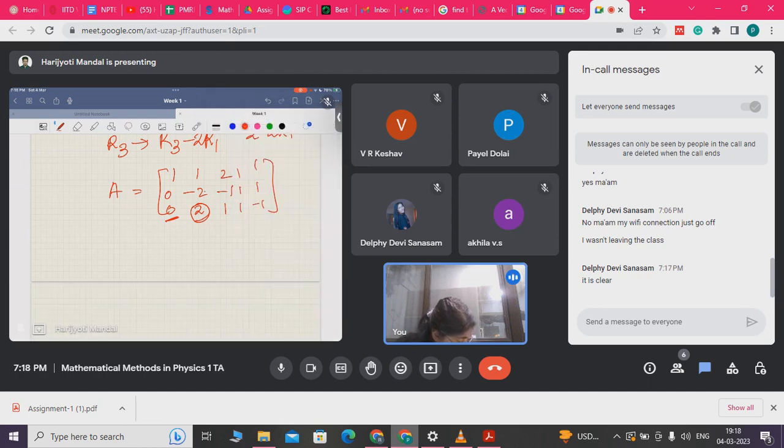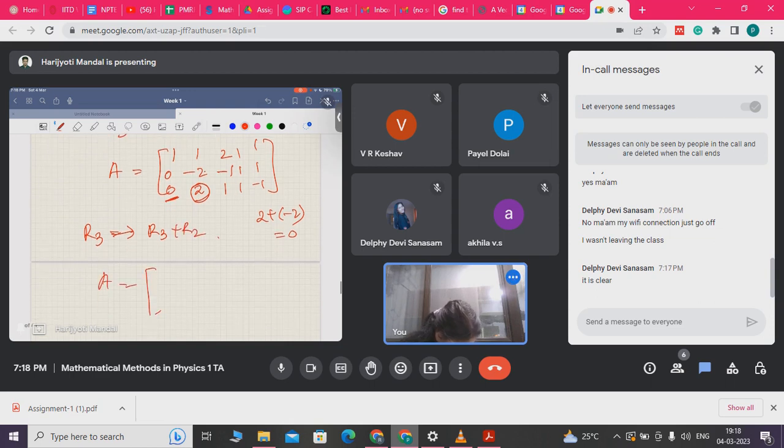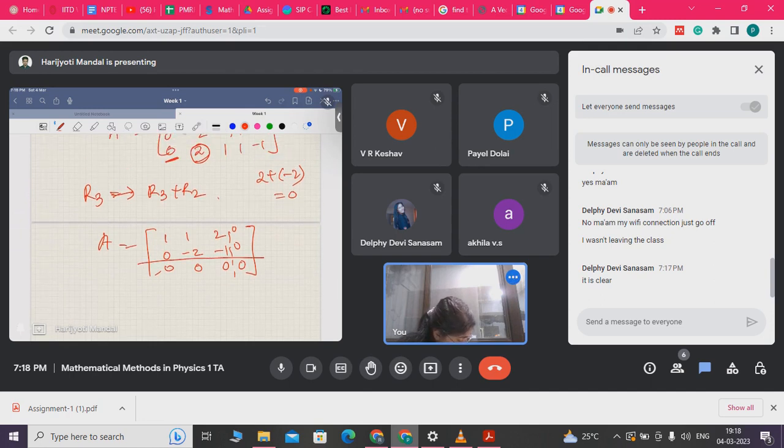It has become 0. Now we want this to be 0. What do we have to do? Just add 2: minus 2 plus 2 will become 0. So new R3 will be R3 plus R2. So A will be 1, 1, 2, 0, minus 2, minus 1, 0, 0, 0, 0, 0, 0.